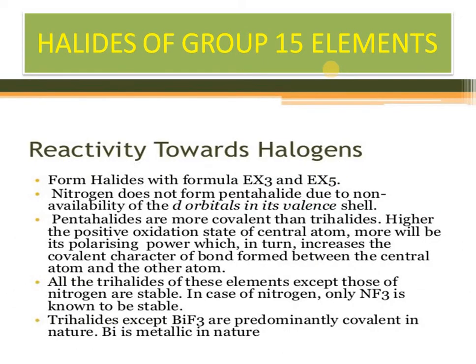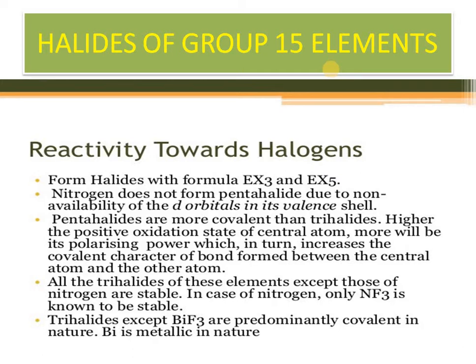Next we are talking of halogens. Combination means the bond formed between the group 15 element and halogens. You know that phosphorus can have a valency of 3 or 5. So we can have PCl3, PCl5, PF3 and PF5, or NCl3, NCl5. Nitrogen does not show pentahalides, NCl5 does not exist. Why? Because of the absence of d orbitals.